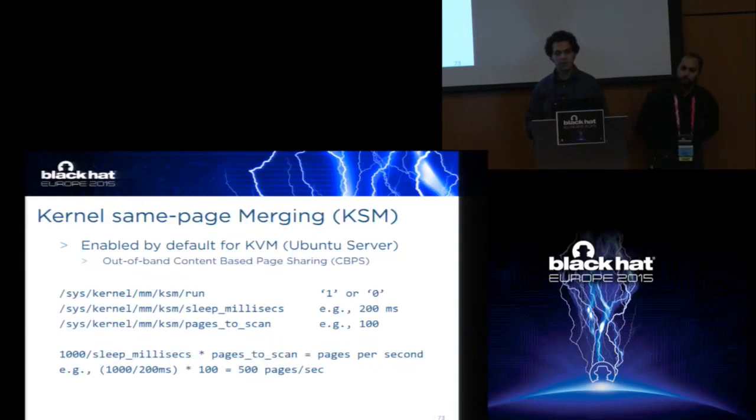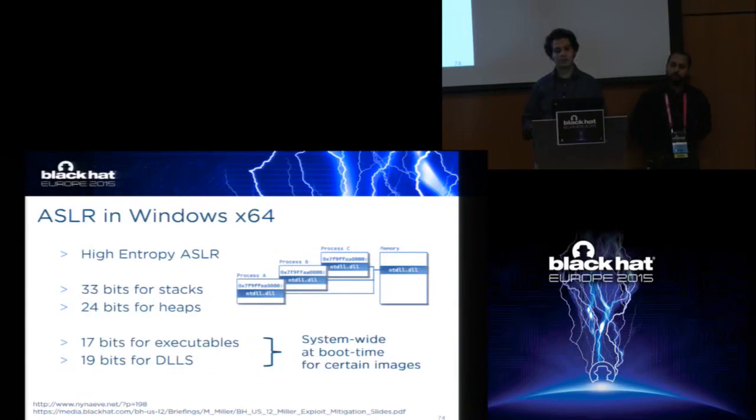For our target VM, we are attacking a 64-bit Windows Server edition, and these recent versions of Windows enjoy high entropy ASLR for stack and heap. For executables and DLLs, there are about 19 and 17 bits of entropy in the base address of these executables or DLLs. Now, this layout is defined at boot time. So once we have managed to leak that, you can do the code reuse attack on any of the systems that use these DLLs.